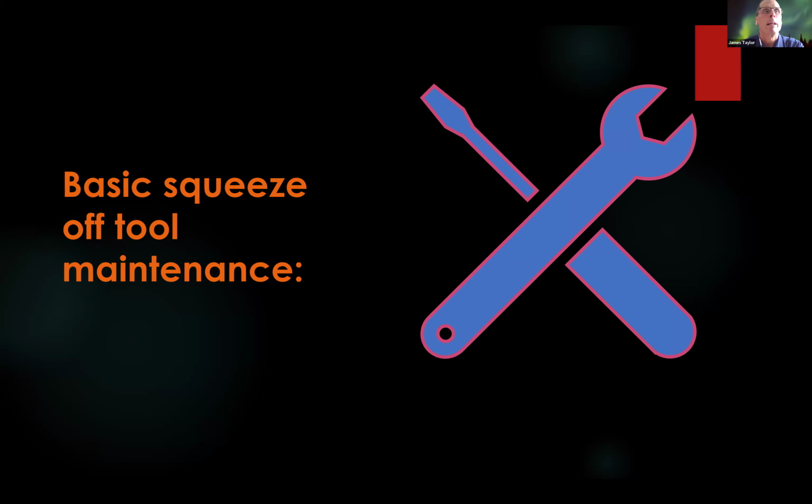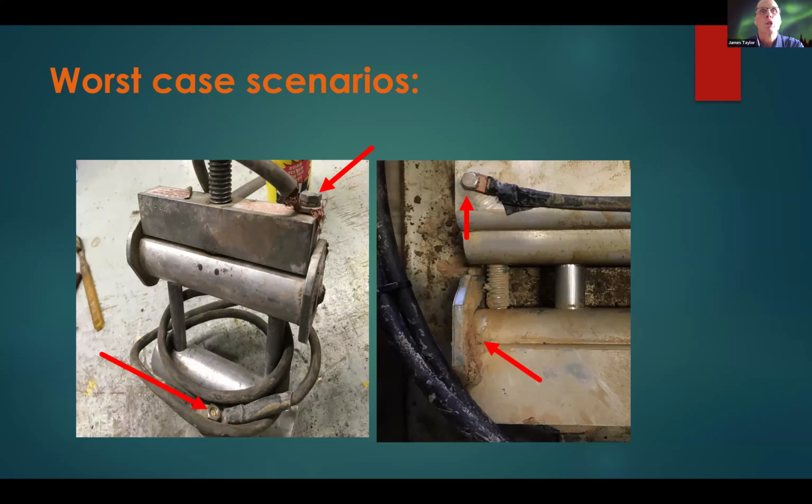A little bit of basic maintenance. In the next slide there, Dirk, are a couple of pictures of some tools, worst case scenarios, that I've seen over the years. You can see in the left picture at the bottom left, the red arrow, the ground spike's broken right off. Obviously it cannot be used. And then the ground cable has just frayed off like that.